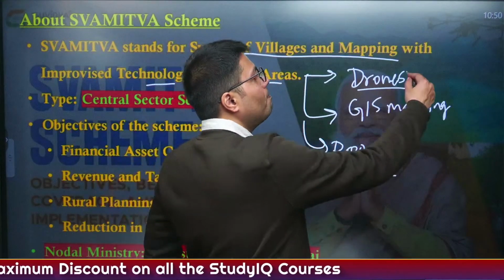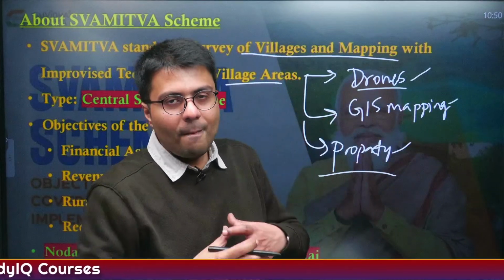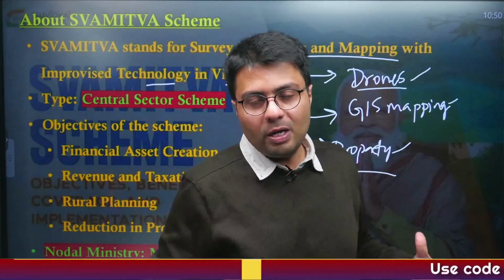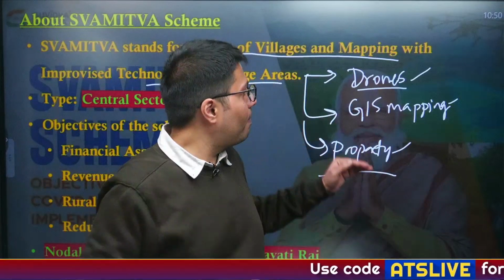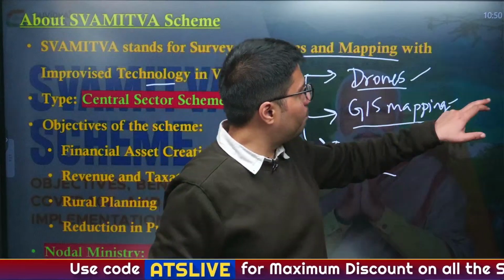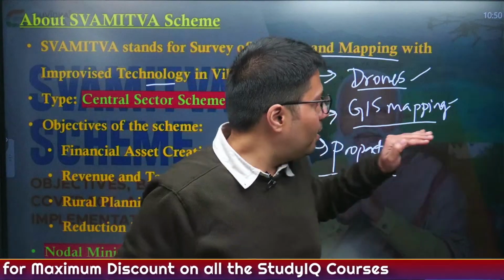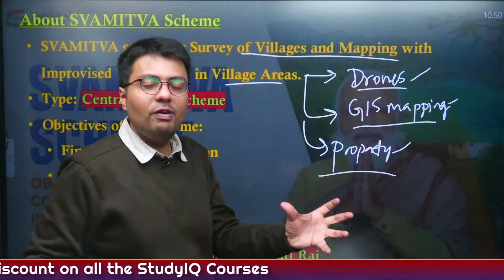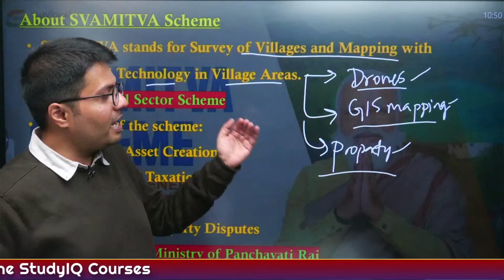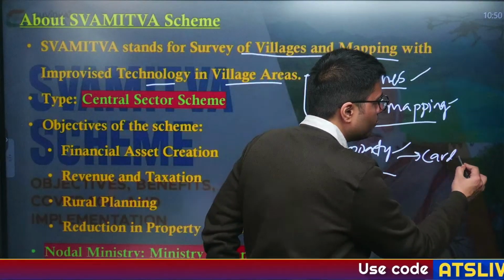So these are the features of this scheme: first of all, drones are utilized to map or picture a particular piece of land, then that map is made public with the help of GIS mapping, and based on the maps and images we are delineating the specific property and the ownership of this property, and against this, cards of this property are distributed to the rightful owners of the land.